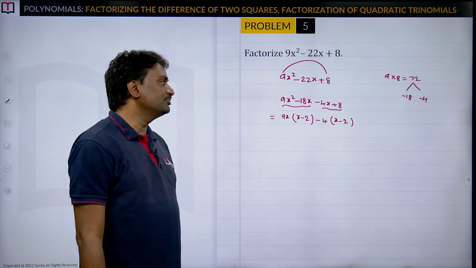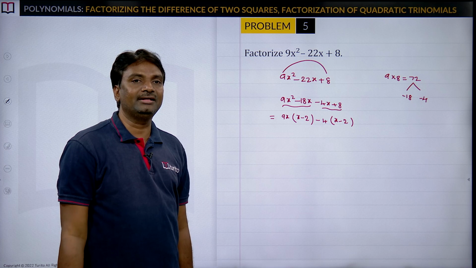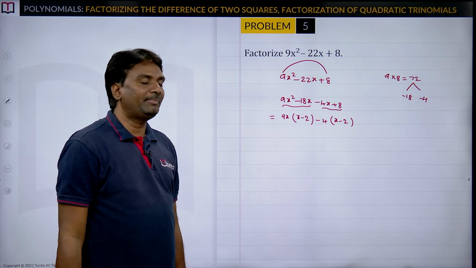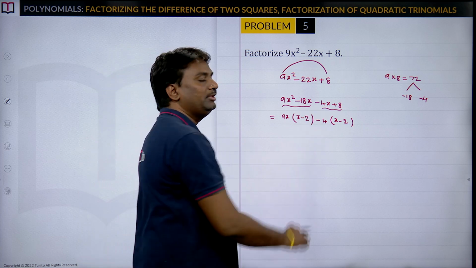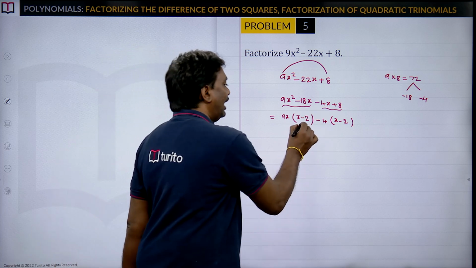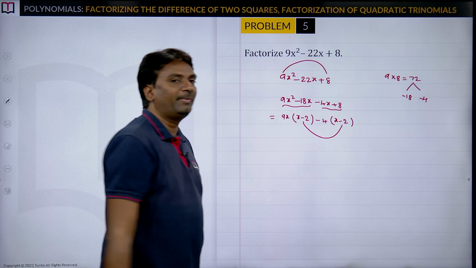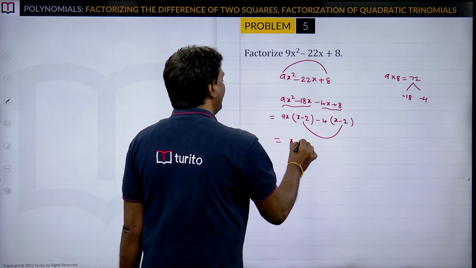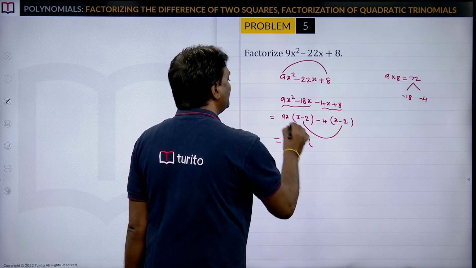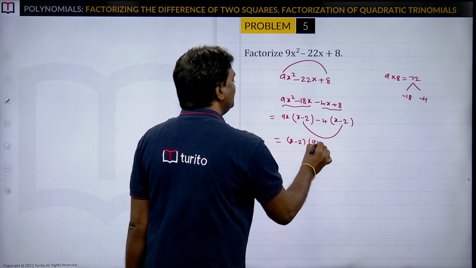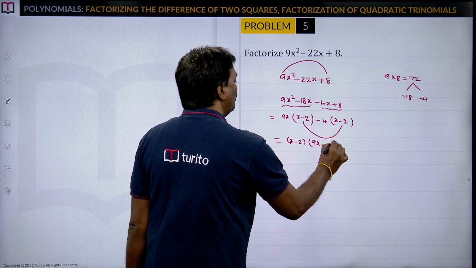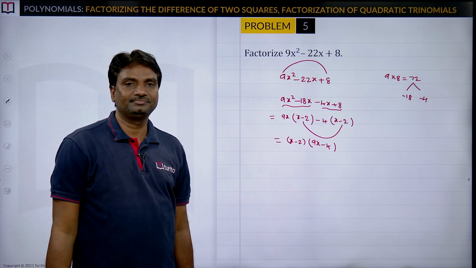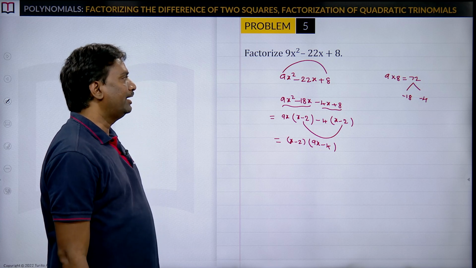From the first two terms, 9x square minus 18x, we can take 9x as common, giving x minus 2. From minus 4x plus 8, by taking minus 4 as common, we get x minus 2. Again, by taking this x minus 2 as common, you get x minus 2 into 9x minus 4.